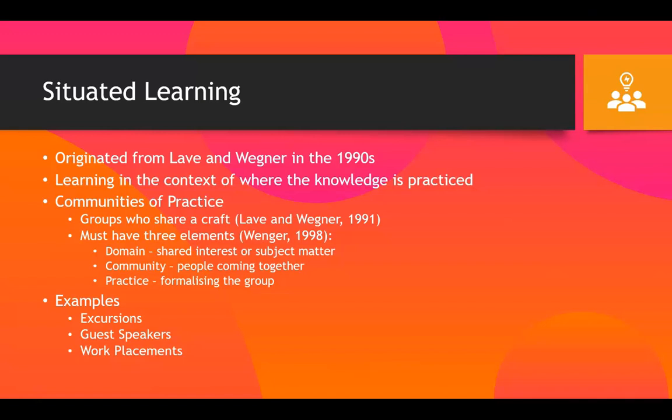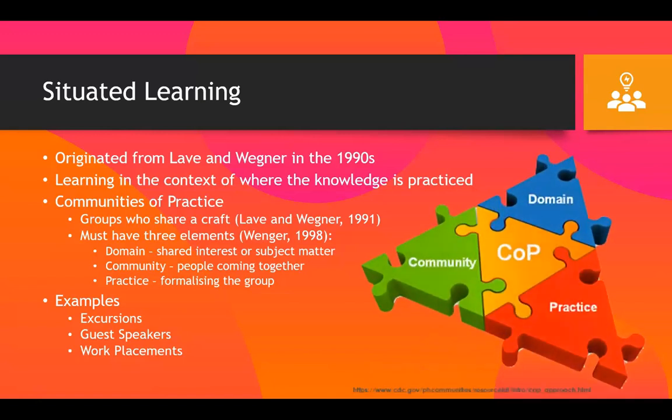According to Wenger, communities of practice must have the following three elements. A domain, which is a shared interest that provides an incentive for the group to come together. A community, the group of people who come together with that common interest. And practice, the agreed ways to implement and formalise the group. This could be making professional standards or even promoting the community.